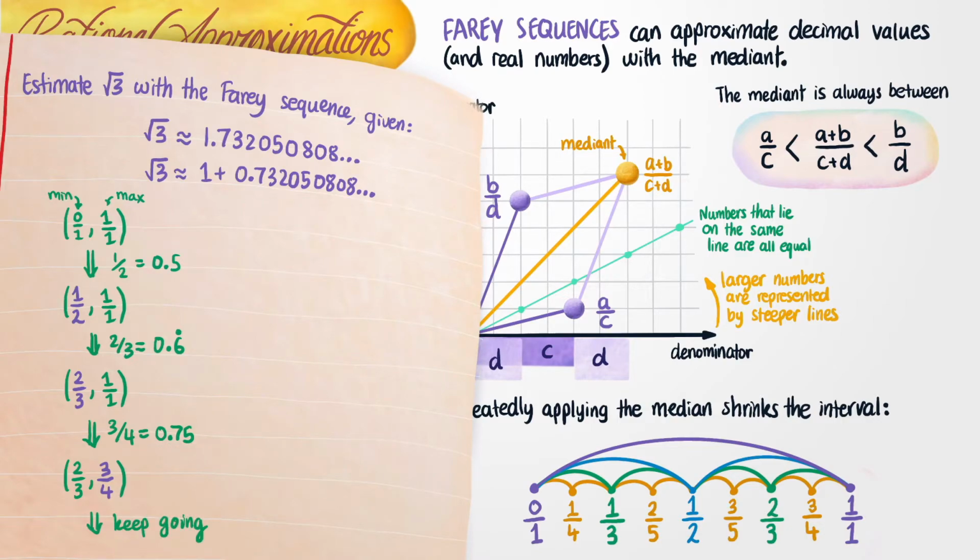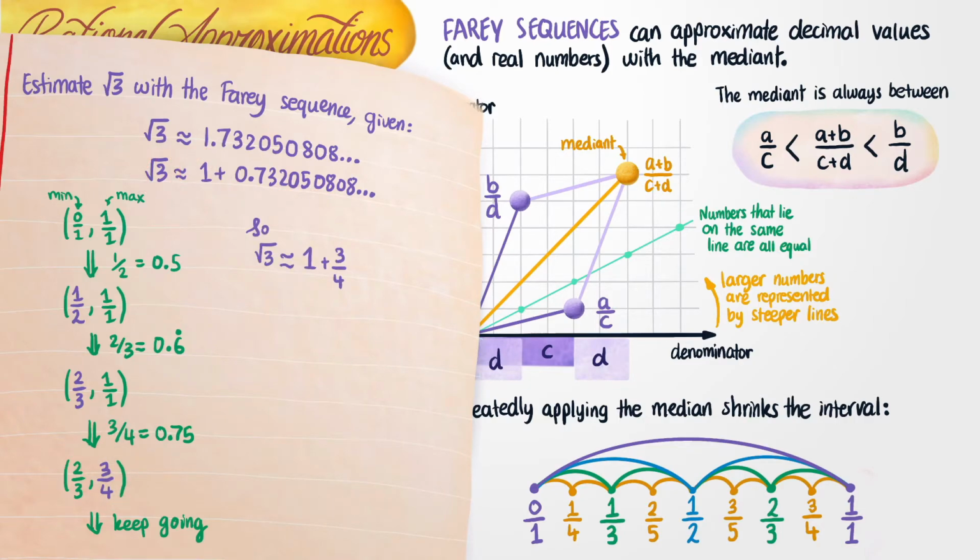Now, this is a really useful method because of how simple it is. You just add the tops and then add the bottoms, and then you end up with another number called the median, and you can just use it to replace either the minimum or the maximum. And the longer you keep going, the closer you'll get to the actual value you're trying to approximate. Now in this case, we can see that this number is closest to 3/4. That's the closest number we've gotten so far. So we can say that root 3 is approximately equal to 1 plus 3/4.